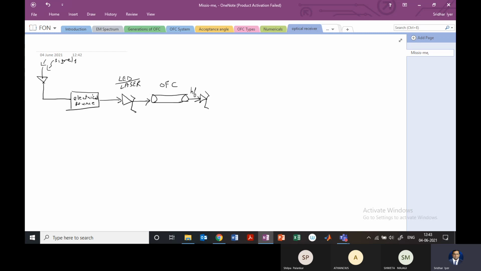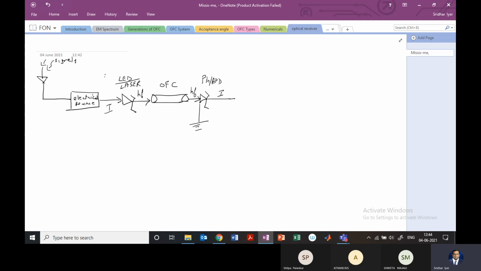So this is the light that we get. I'll write this HF. Obviously this is grounded. And now this pin or APD diode will give its output in the form of current. So we'll get I here. Let me make it more clear. The electrical source output is I, the input to LED or laser is I, and what we get here is the photons, that is HF. Now the current has been generated at the output of the pin and APD.